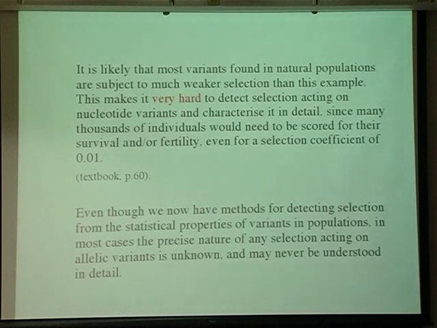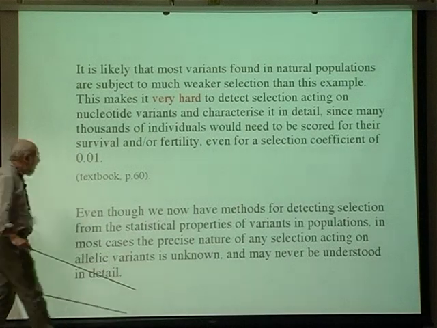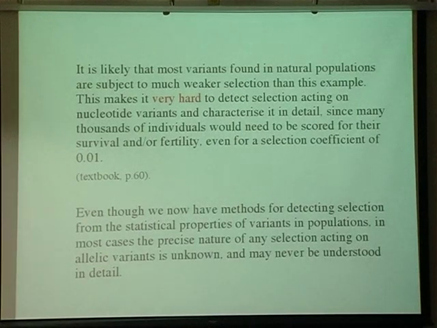So that's a problem. We can detect the big effect ones, but we can't detect the small effect ones. There are now methods for detecting selection, which you'll probably hear about a little bit in the course, from the properties of variants in populations, and I'll be saying something about this in my lecture on Thursday, if we don't get to it in the course.